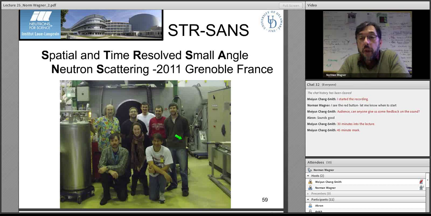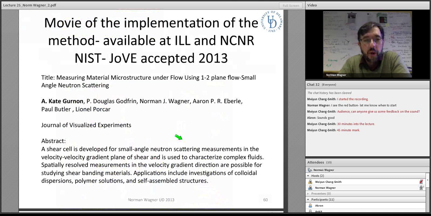Now, we've implemented this in the 1,2 shear cell, which is particularly powerful. This was done in 2011 at the ILL in France, and we call this stroboscopic, if you will, for spatio-temporal resolved SANS, and this is now under flow. And here's the team, if you will, that implemented that. It was a rather heroic effort, getting everything to work.